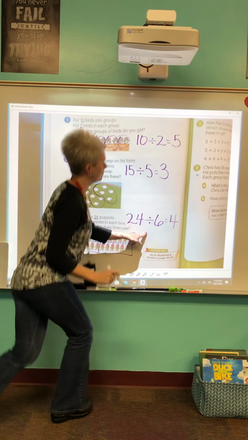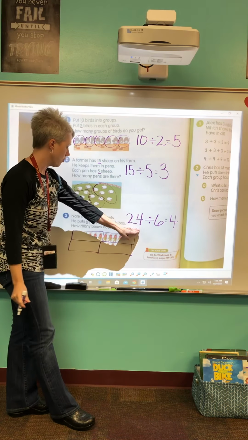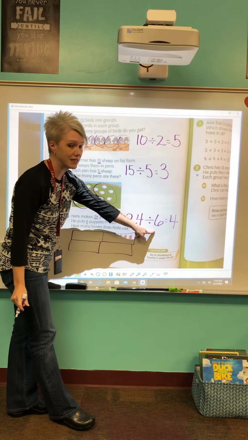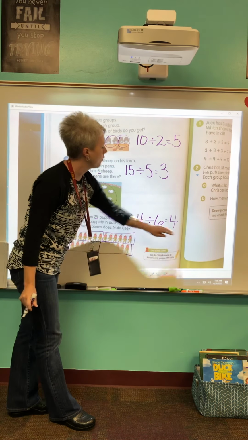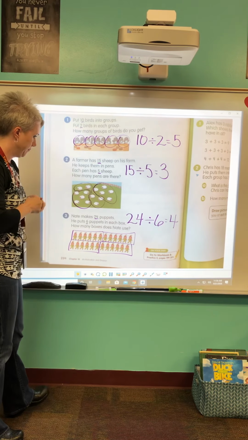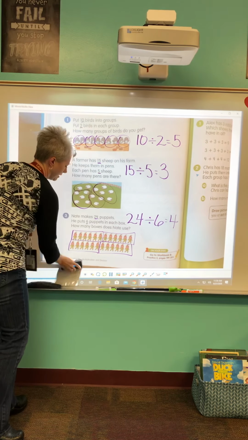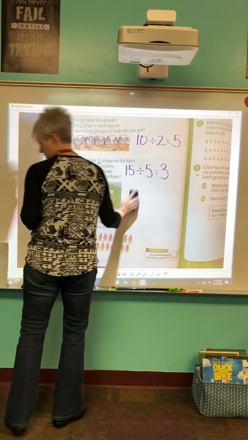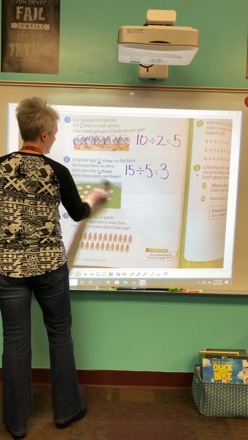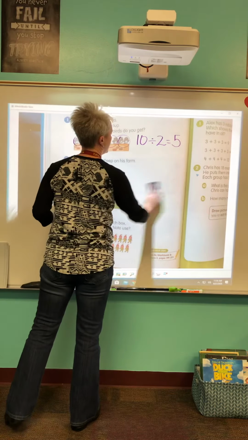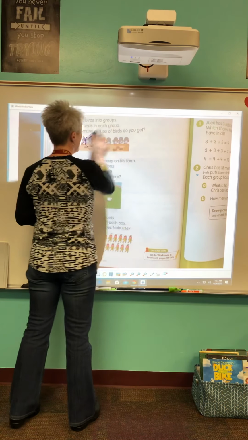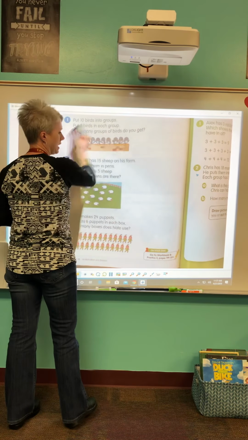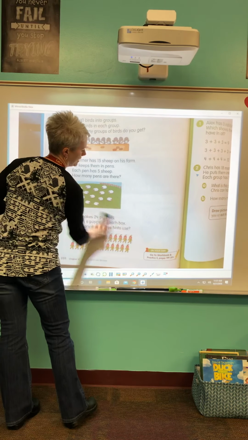24 divided by 6. We had 24 puppets. We divided them 6 in each box. We needed 4 boxes. All right, now you can take out your math workbook and turn to page 202. That's where we left off yesterday. So math workbook, that's the one with the fish on it, and find page 202.